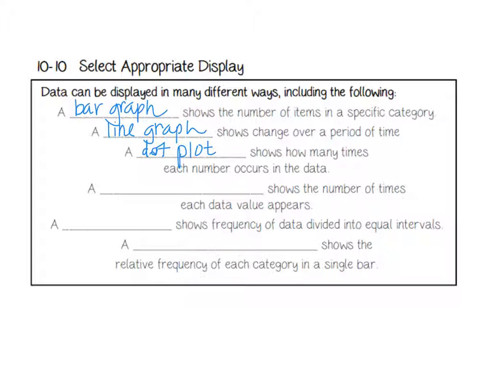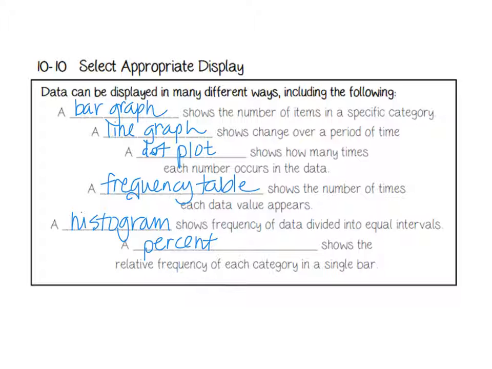A frequency table shows the number of times each data value appears. A histogram shows the frequency of the data divided into equal parts, and a percent bar graph shows the relative frequency of each category in a single bar.